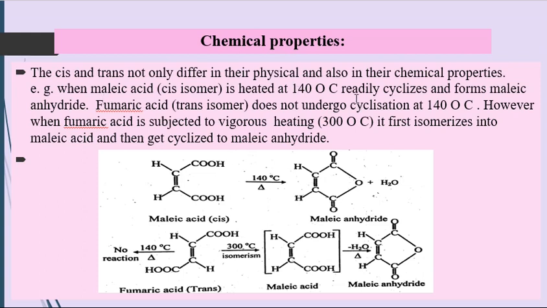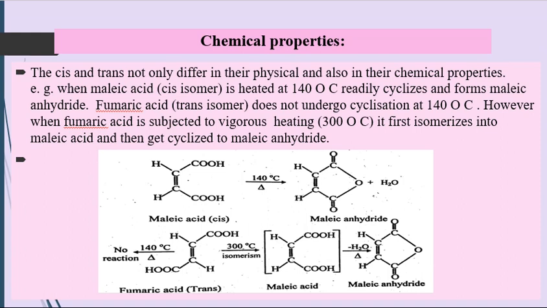When maleic acid is heated to 140 degrees Celsius, it readily cyclizes and forms maleic anhydride, because here two COOH groups are on the same side and close to each other, therefore they easily condense or cyclize and give maleic anhydride. But in the case of fumaric acid, they are trans to each other, and therefore this cyclization is not possible. But when this trans isomer is heated at 300 degrees Celsius, it gets converted into maleic acid. Then these two COOH groups become cis to each other, and then they undergo cyclization, giving maleic anhydride.